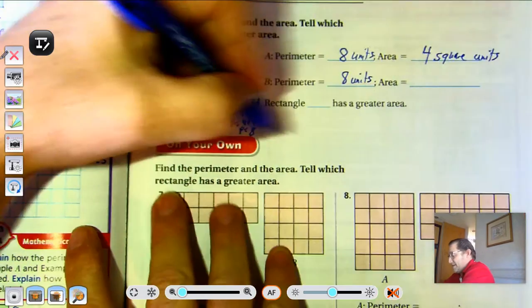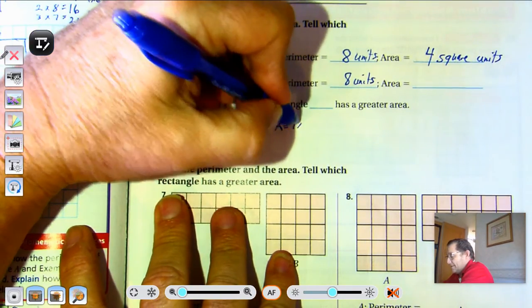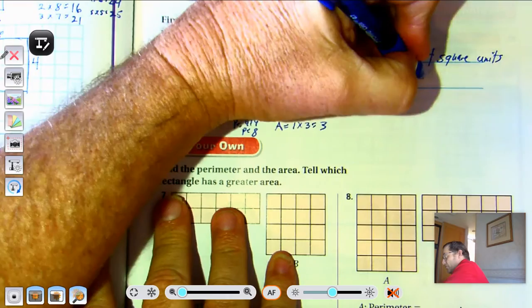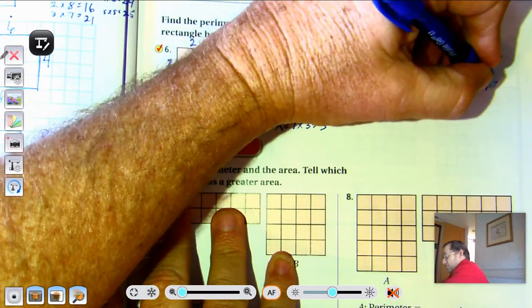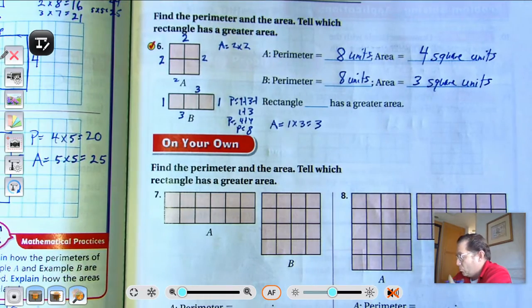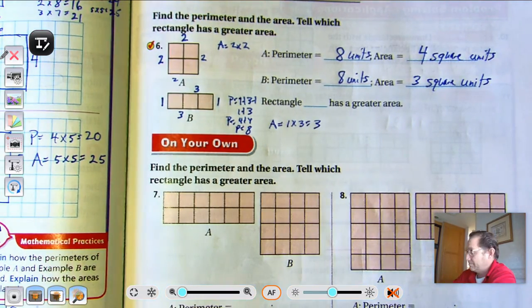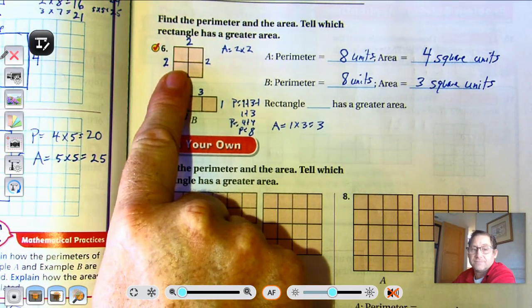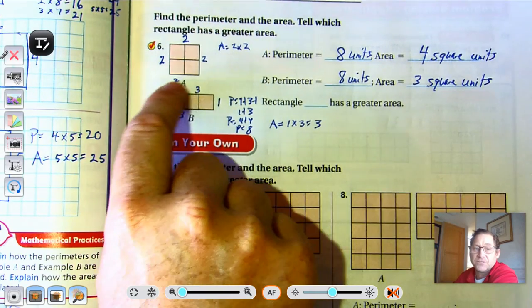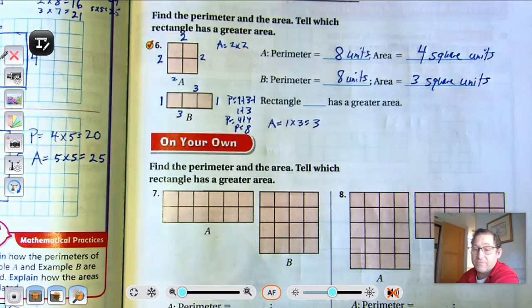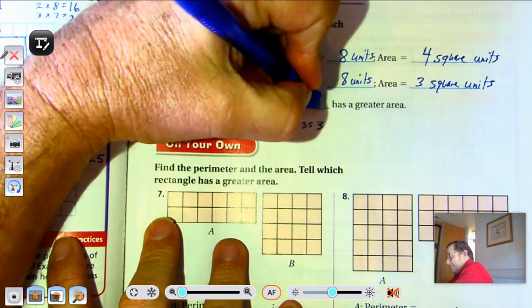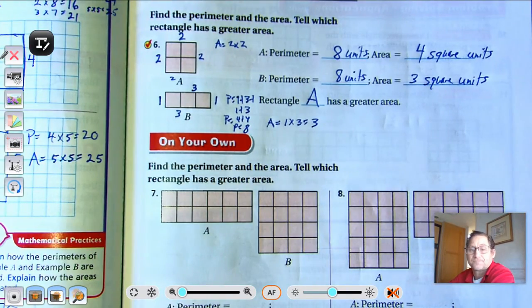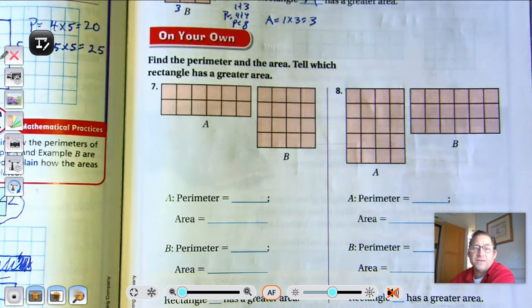What's the area of B? The area of B is 1 times 3, so 3 square units. So which rectangle has a greater area? A. And we could have known that by just looking, knowing that they had the same perimeter, the one that's closer to a square. So A.